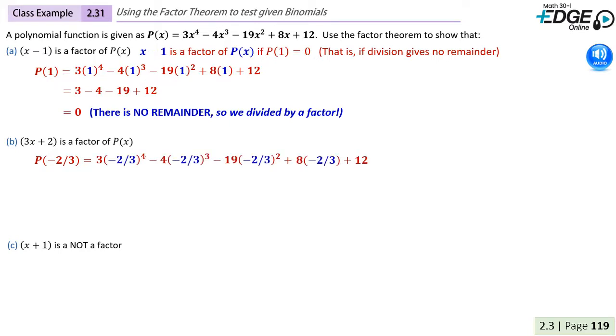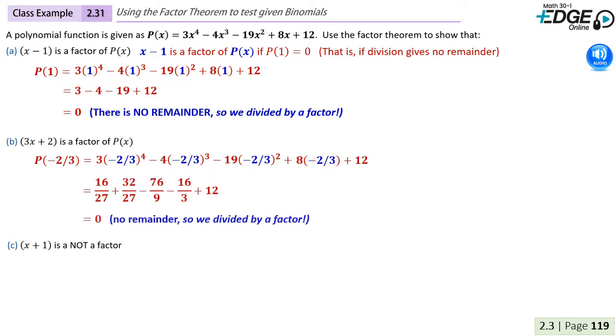Here, just like in the first case, we will replace all of the x's with negative 2/3. We evaluate every term, add them up, and again, find a remainder of 0. So we know that 3x plus 2 is also a factor of p of x.